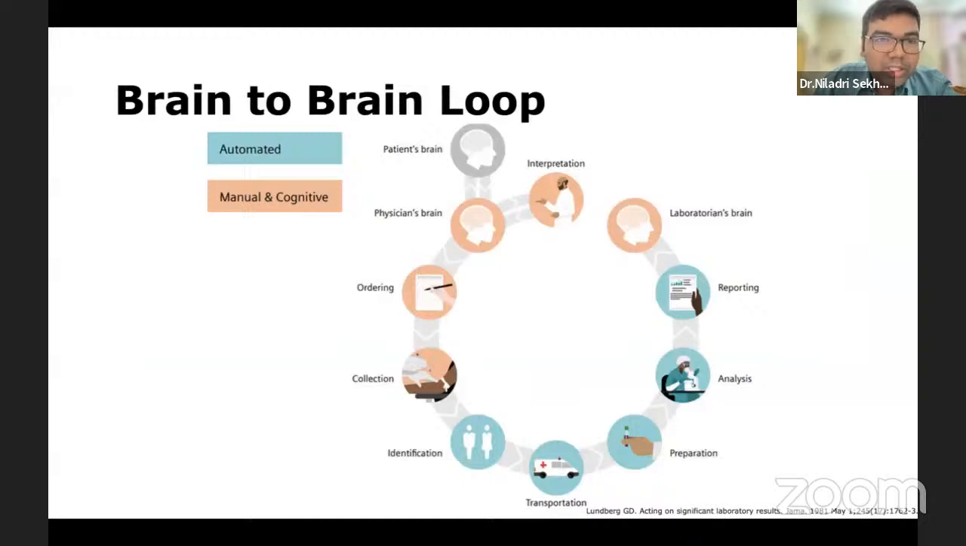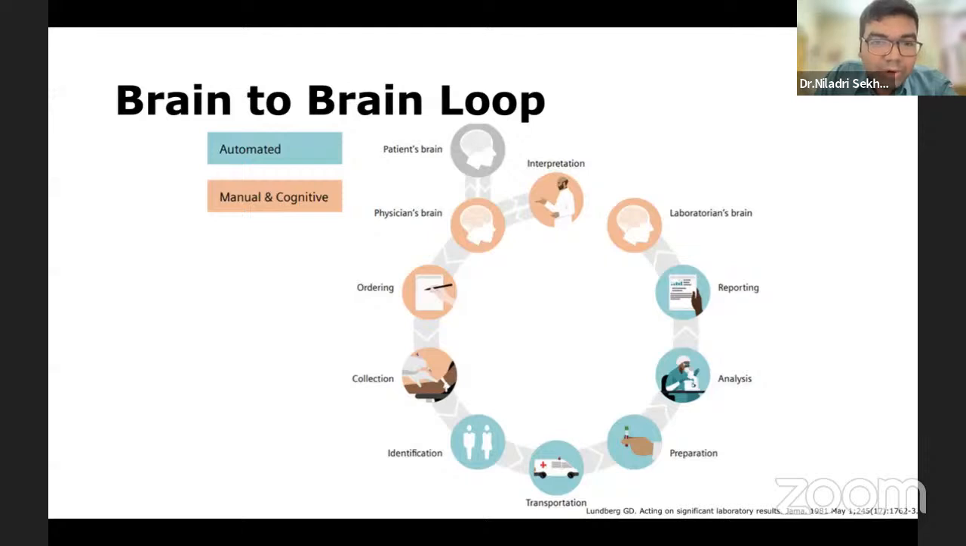First, we'll see what this brain-to-brain loop is. This is a concept which was given by Lundberg in the year 1981, where he told that whenever we are ordering any test, not only a blood test, not only blood gas, any test, the first thing that should come is, in the physician's mind, there will be the thought, what is the cause of this problem and why I need this type of test. So it is mainly in the mental stage, this cognitive stage.